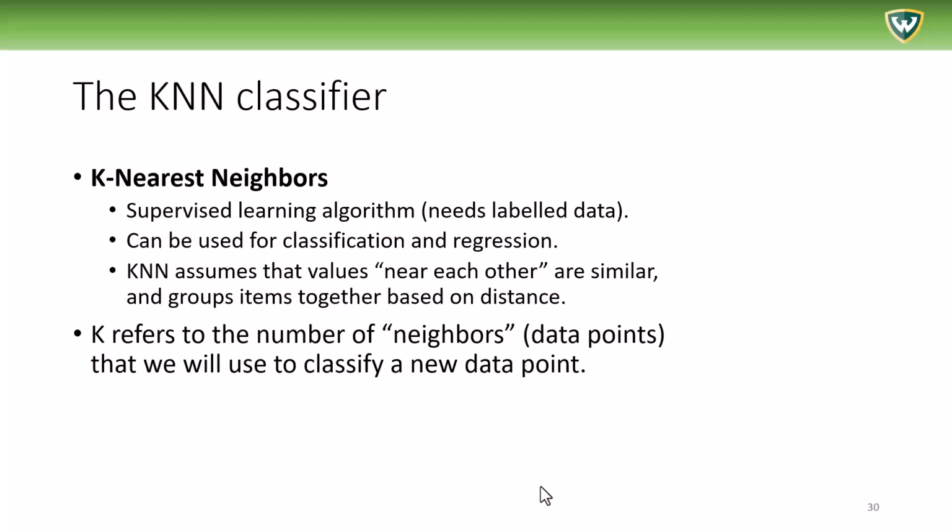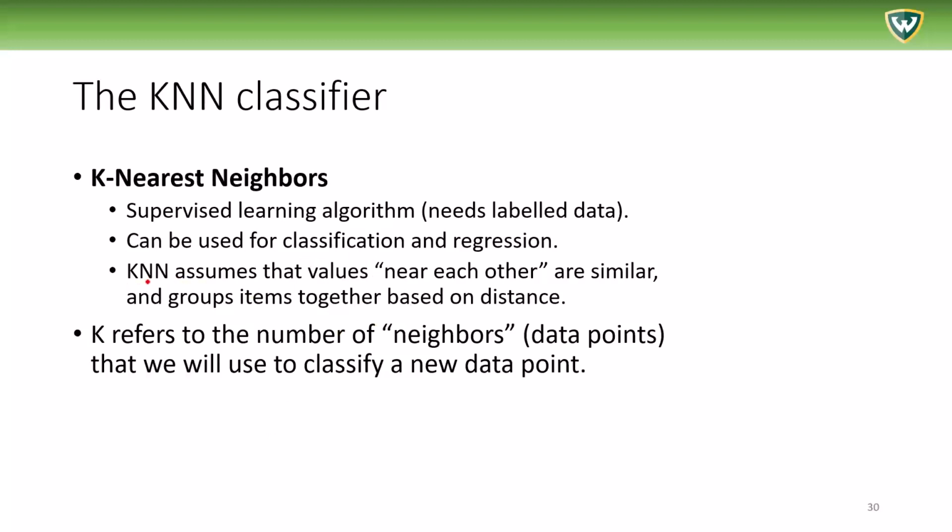Hi everyone, here we're going to go over the k nearest neighbors algorithm. This is a supervised learning algorithm, so it needs labeled data, but it can be used where the target variable is for classification, a nominal or categorical variable, or a numeric variable, that is, where we use it as regression. So both of those are possible.